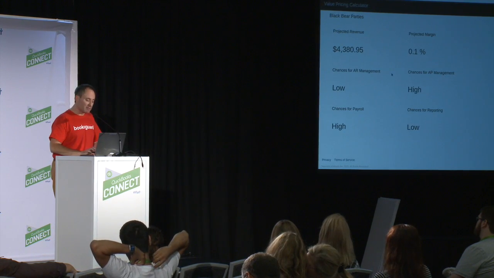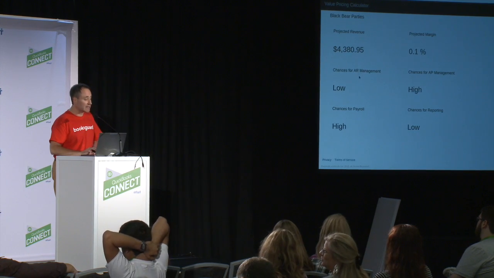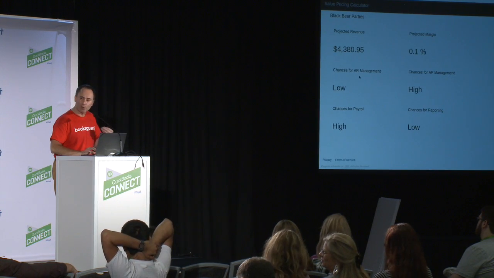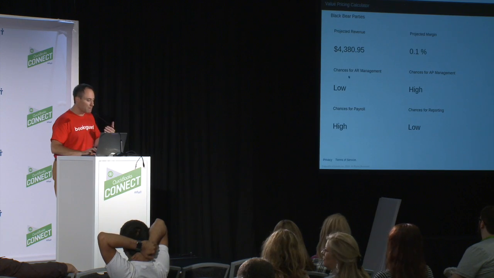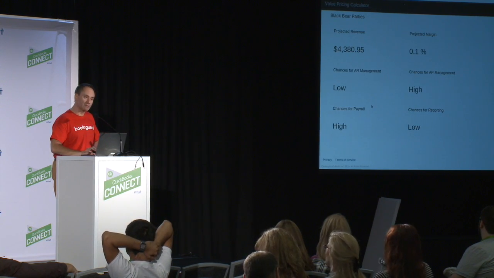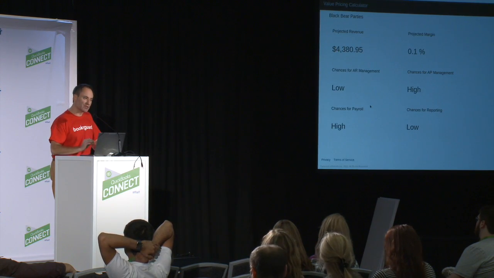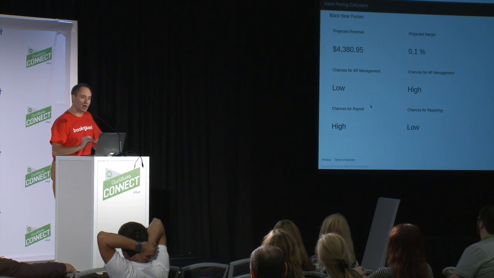But it's also telling me, because my firm has multiple services, the probability that this specific prospect might purchase some of these additional services. The chances for accounts receivable management, or for reporting, or for payroll. This is the value pricing calculator. It's simple, and it addresses one very specific problem. Thank you.